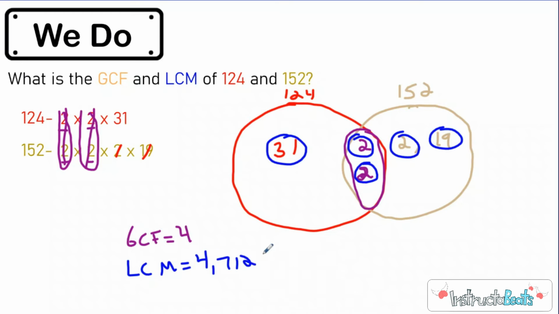4,712. That's why I don't want to use the listing strategy for that, because I would have had to list out 124 and keep repeatedly adding it all the way to 4,712, and that would be ridiculous. So I use my prime factorization and my Venn diagram to make it a little bit quicker.